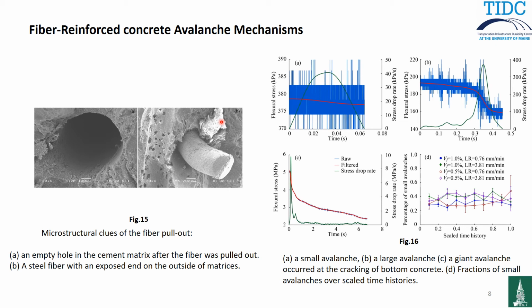So what is the underlying mechanism for these different avalanches? What we do here is first we check the microstructure of the fracture sample, and you can see that you have empty holes, and you have these pulled-out fibers. These SEM images give us microstructure clues of the fiber pull-out. We know that correlating a specific avalanche type to crack events is not very easy, because you have different types of cracks, interfacial cracks, cracks into the matrix, and also the pull-out.